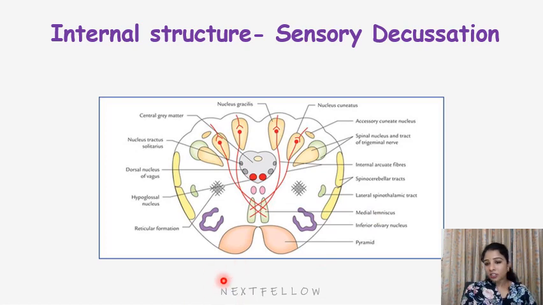The pyramidal decussation has not yet happened. We know the pyramidal decussation happens in the lower part of the medulla. So they are the tracts present here. The pyramidal or corticospinal tracts we will be seeing even in the midbrain and pons as well.